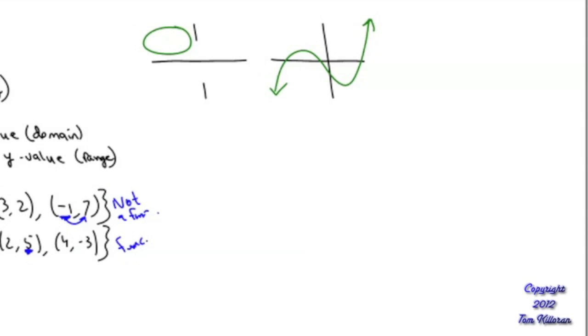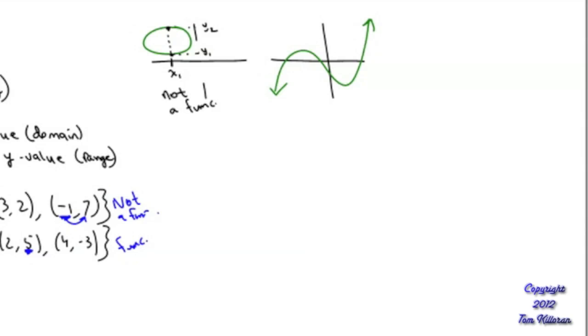If I go through and pick an x value here, let's call it x sub 1, and I go up, it hits the graph twice. That means for this one x value, there are 2 y values, y1 and y2. So that one cannot be a function. We can't have 2 y values for a single x.